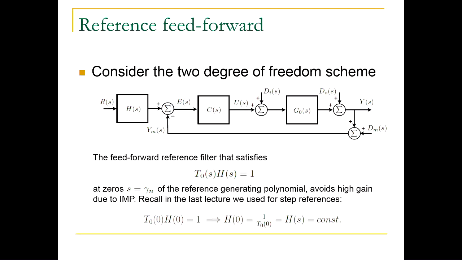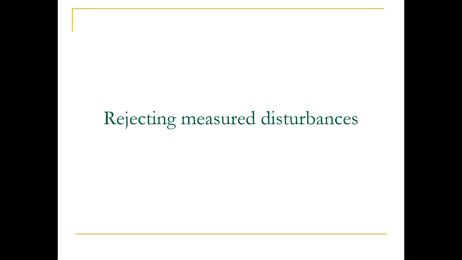So this is a principle that is slightly more general than the feed-forward compensation of step references that we learned. And recall, in the last lecture, we actually used this. We used that T0 times the filter is 1, and we got that the filter at 0 is 1 over T0, right? So that's exactly what we got. So this just generalizes slightly that case. All right, so how do we now reject measured disturbances?